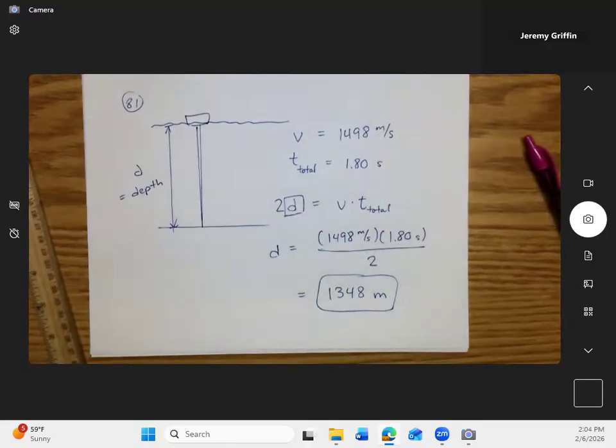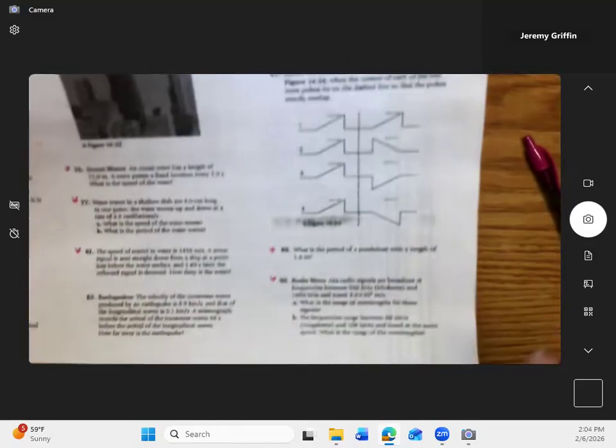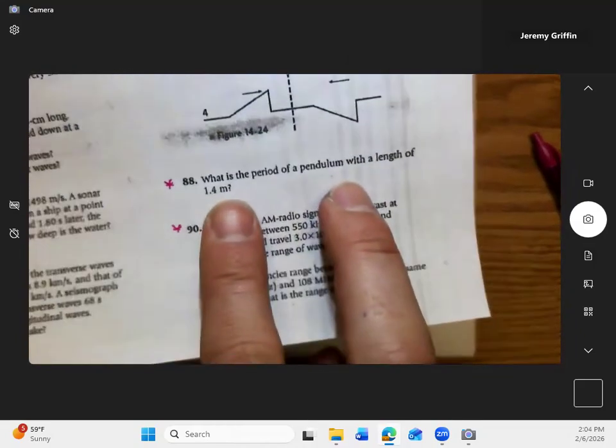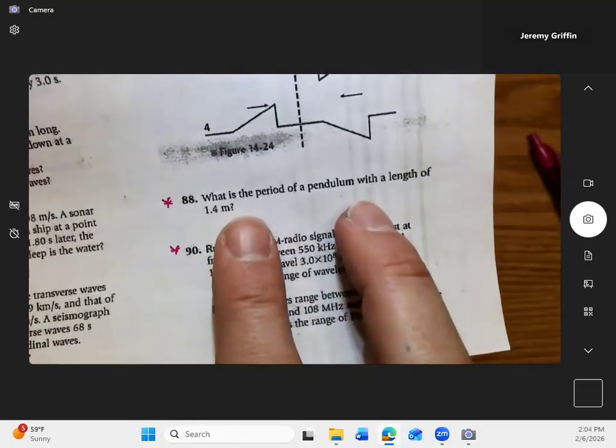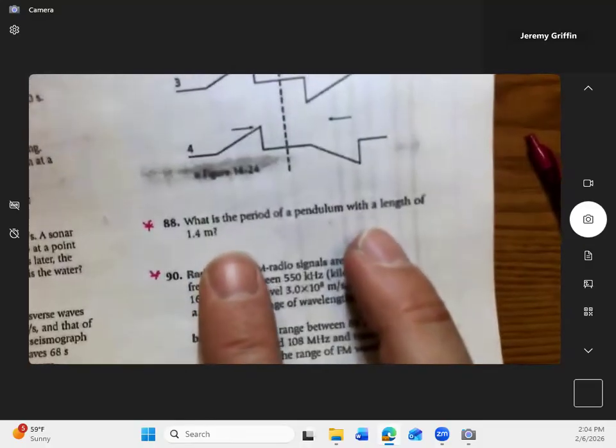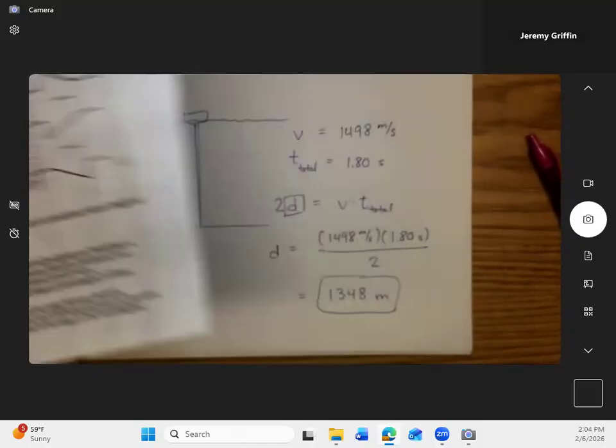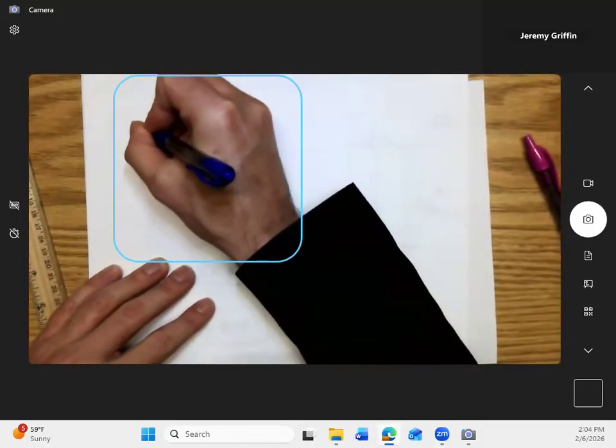All right, so number 88. What is the time period of a pendulum with length 1.4 meters?